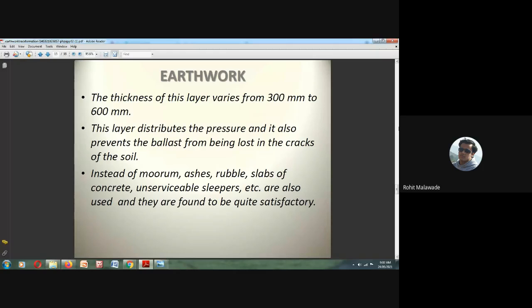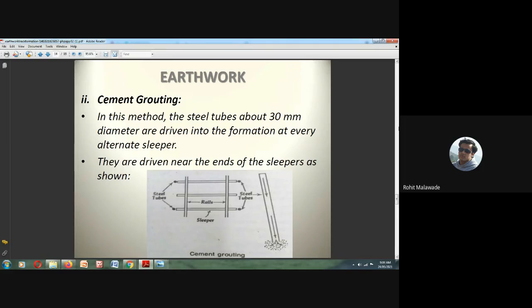All the ballast is going to enter into the black cotton soil, and as the load increases continuously, there is a settlement of all the ballast on top of the black cotton soil. Continuous settling is going to occur. Instead of muram, ashes, rubble, slabs of concrete, unserviceable sleepers, etc., may be used if we have black cotton soil.